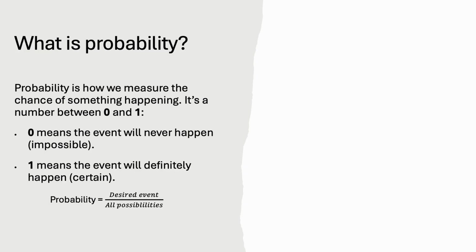So to answer a basic question, what is probability? Probability is a measure of the chance of something happening, as a number between 0 and 1. 0 means the event will never happen. 1 means the event will definitely happen. Numbers in between, like 0.5, mean there's a 50% chance, but it's not guaranteed.